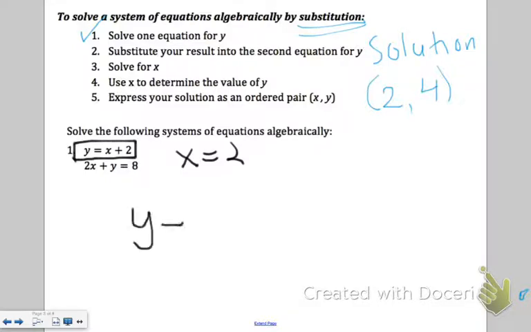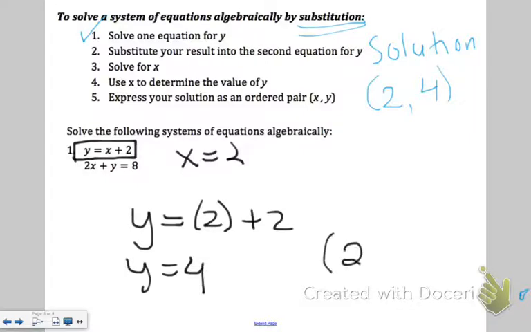So we have y equals, now instead of writing down x, I'm going to write down what it's actually worth, which is 2, and we are adding 2 to it in our equation. So what does 2 plus 2 give us? 2 plus 2 gives us a y value of 4. So there you have it. We have a solution at the point 2, 4, which again is exactly what we found when we graphed these two lines.